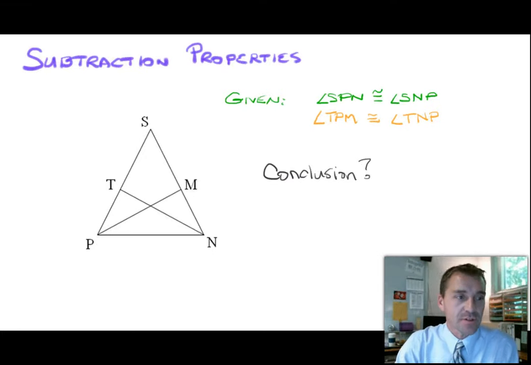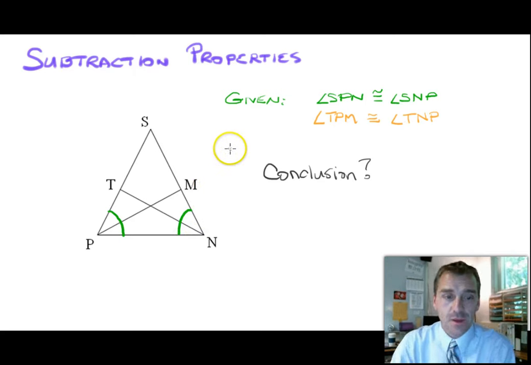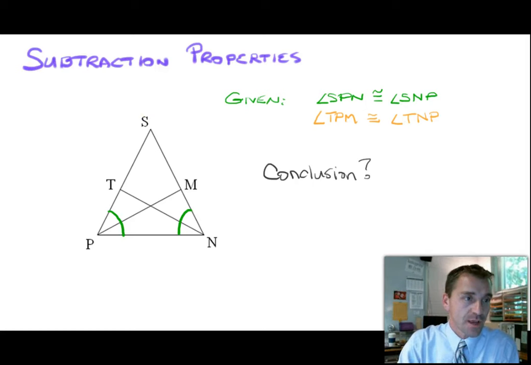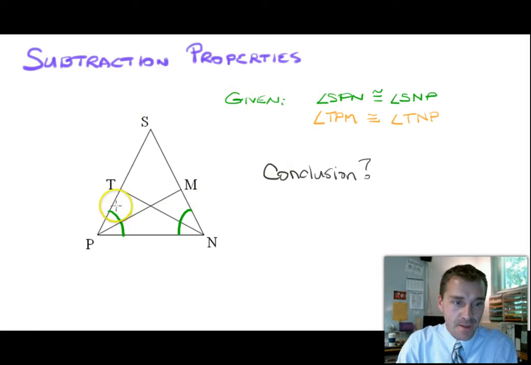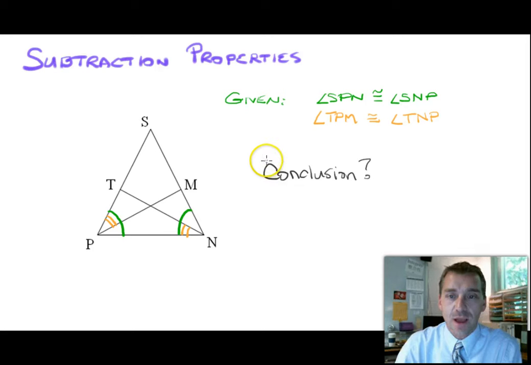So let's do an angle example. What you see here is given information: angle SPN, that's this entire angle right here, is congruent to angle SNP, that whole entire angle right there. And yes, this should go in your foldable as well. So you might as well pause it and copy all this stuff down. And let's keep going. So we got this guy, TPM, that's this angle right here. TPM is congruent to TNP. That's this guy. Ooh, look at this. TNP. Okay. So the question is, what is my conclusion?